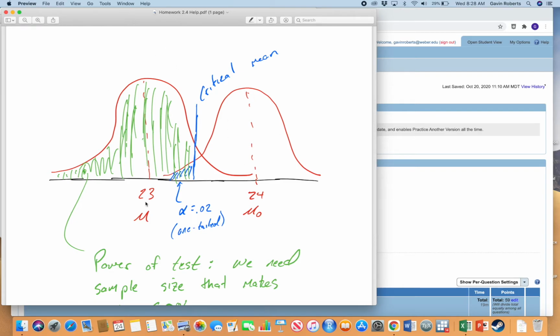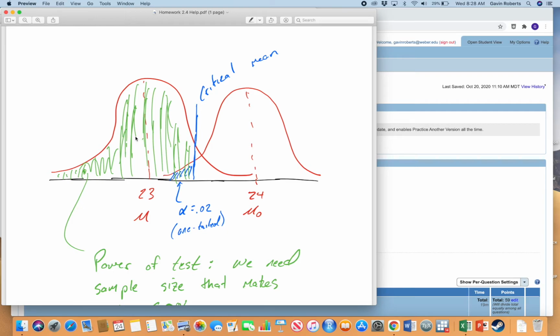Well, we take our sigma, our population standard deviation, and divide by the square root of the sample size to get the spread of these distributions, right? So as our sample size increases, these distributions get tighter around their means. This area gets smaller when that happens, and the green area gets bigger.